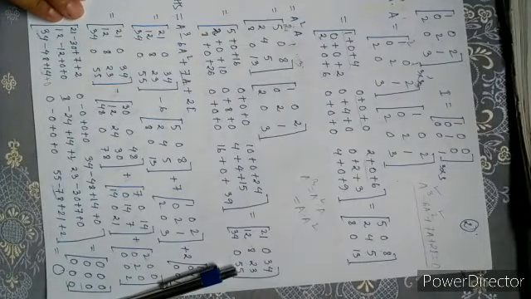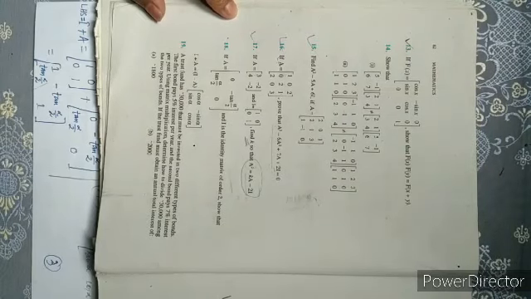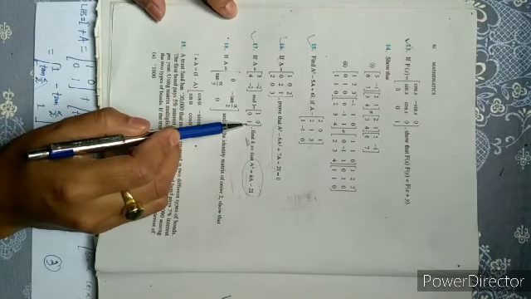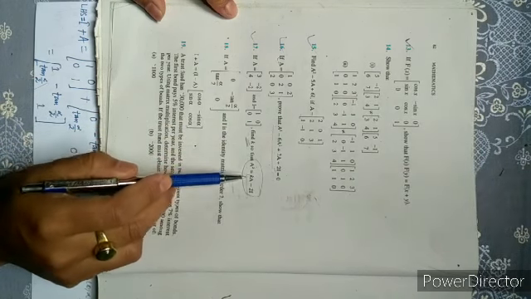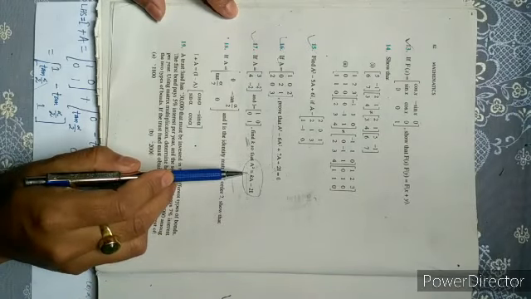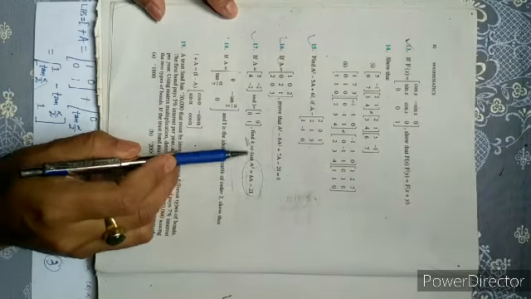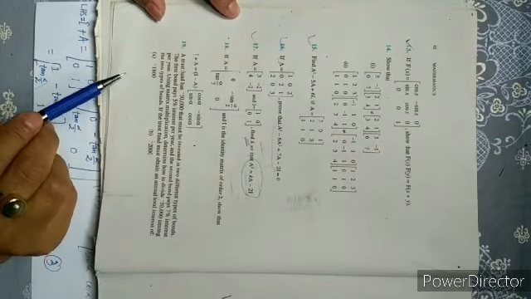Question number 16. Next question is question number 17. If A is a matrix of order 2 by 2 whose elements are 3, minus 2, 4, minus 2, and I is the identity matrix of order 2, with elements 1, 0, and 0, 1, find K so that A square is equal to K times A minus 2I. The matrix equation is A square is equal to K times A minus 2I. By using this matrix equation, we have to find the value of K.